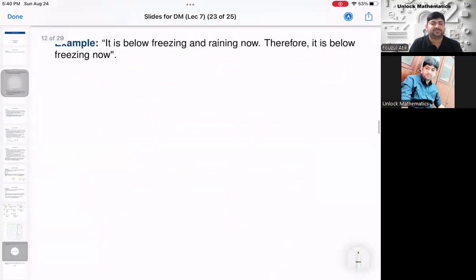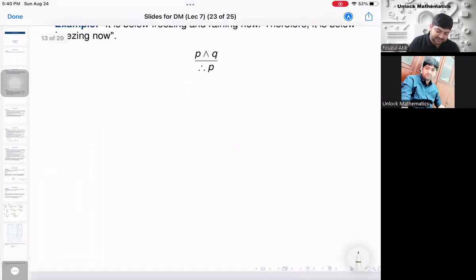Now a few examples. It is below freezing and raining now, therefore it is below freezing now. Now can you see that? Which kind of rule of inference have you applied? It is below freezing and raining now, so it is P and Q type, right? And therefore it is below freezing now, so therefore it is P. It is a simplification rule. It is this rule.